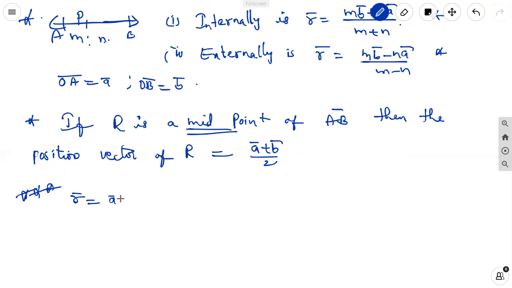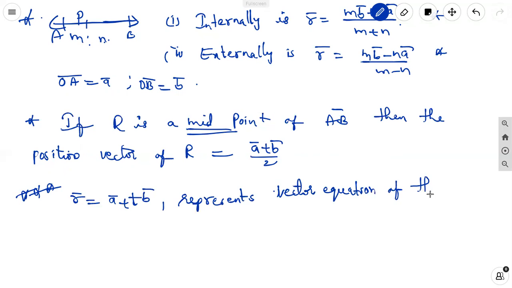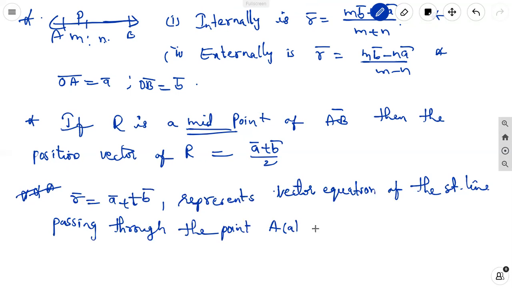Next point, it is very important. R vector is equal to A vector plus t B vector. It represents the vector equation of the straight line passing through the point A and parallel to the vector B, and t is a real number.